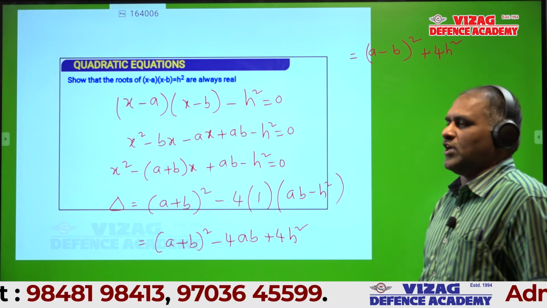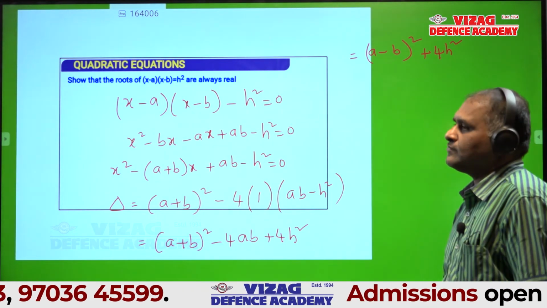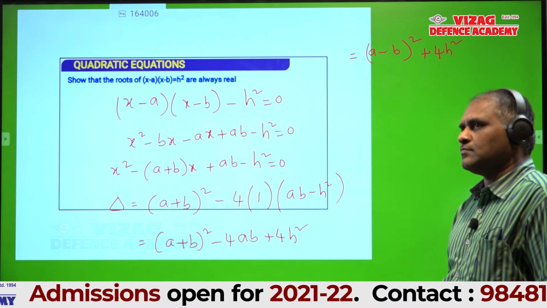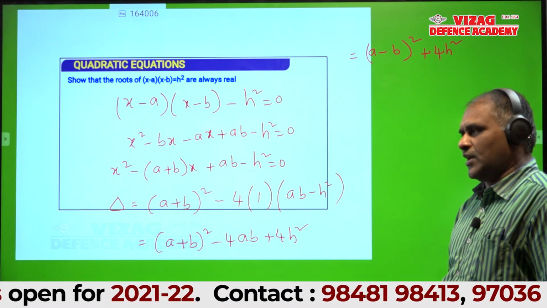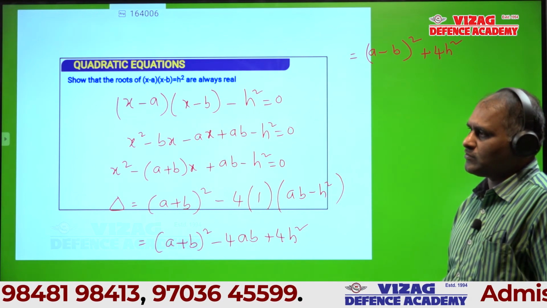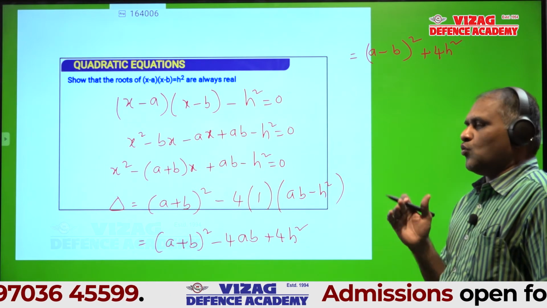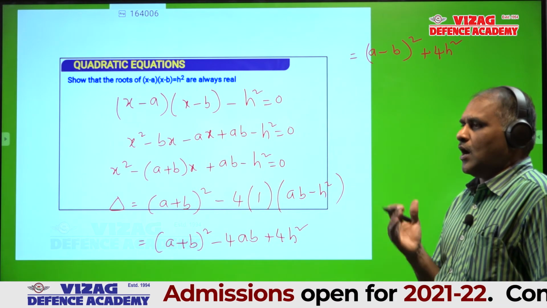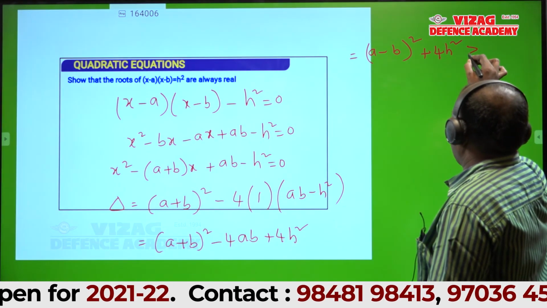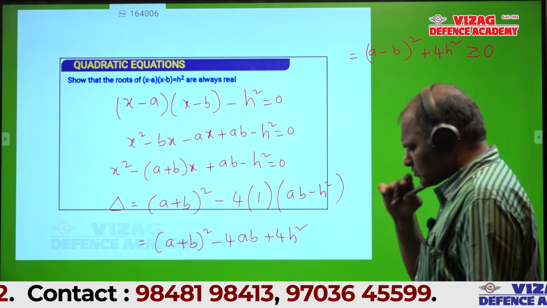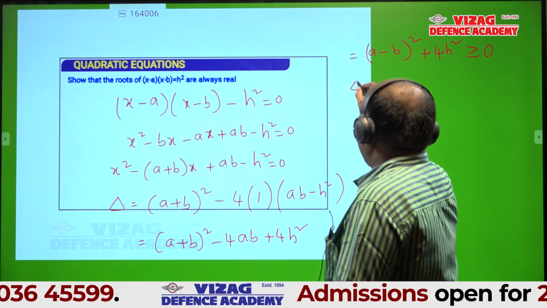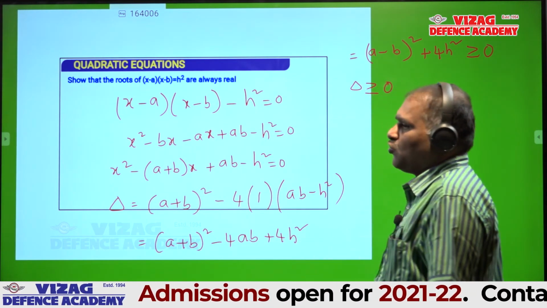What is the 0 square value? 0. 1 square value? 1. 2 square value? 4. 3 square value? 9. Like this, the square of any number is always more than or equal to 0. Therefore, this is always greater than or equal to 0. Therefore, discriminant is greater than or equal to 0.